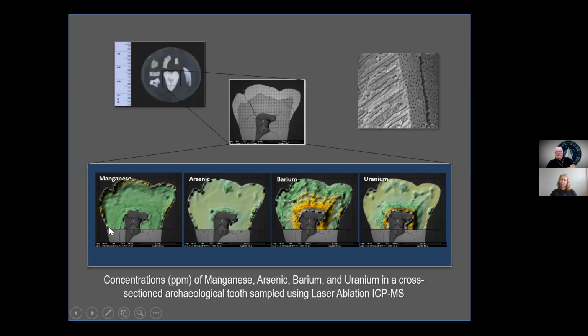And so as you can see on the left-hand picture here, the manganese, you can see this very dark distribution of manganese. This means that the manganese has completely plated the exterior of the tooth and is starting to move into the enamel just a little bit.